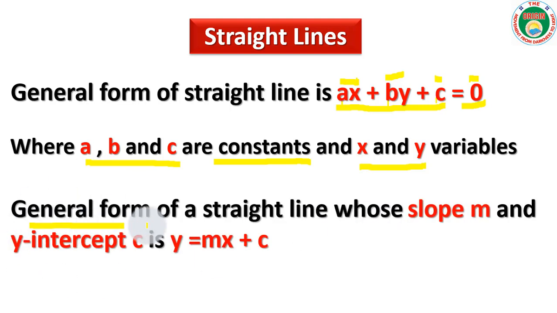And the general form of a straight line whose slope is m and y-intercept is c is y equal to mx plus c. This is the formula when slope and y-intercept are given. About this topic we will discuss in the next video.